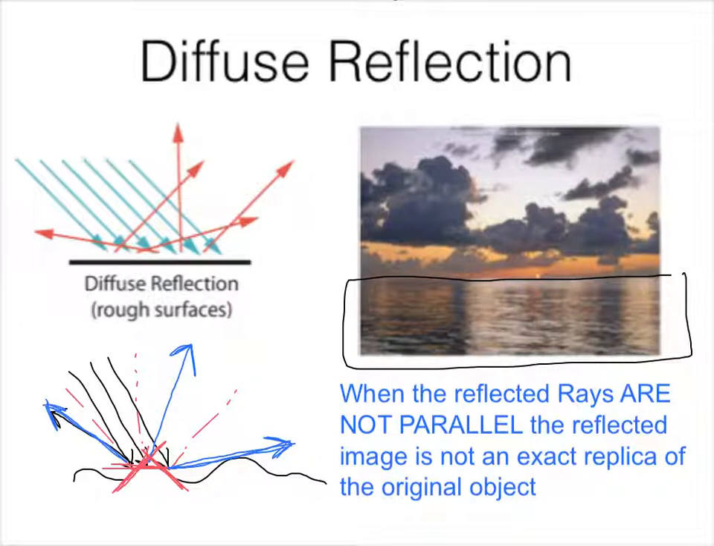When the reflected rays are not parallel, then the reflected image is not an exact replica of the original object. Our brain is given some information. We know that there is something there, but the information that it is given is not sufficient for us to make out exactly what is there.